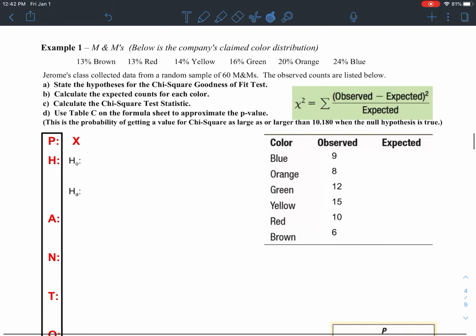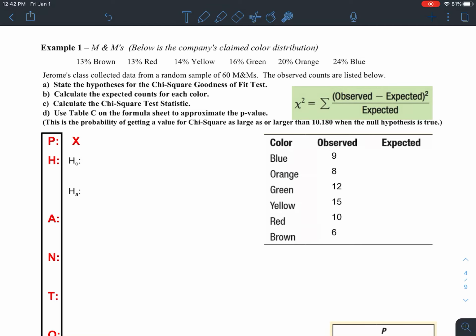So let's talk through how to actually execute a chi-square goodness of fit test, and we're going to use the M&M example here. This is the claimed distribution, you can see these 6 different percentages here. We're talking about Jerome. It says his class collected data from a random sample of 60 M&Ms. Important to note what his sample size is. Now you can see over here it says the observed counts are listed below. So the total in this column would be 60 M&Ms. You can see 9 of the 60 were blue, 8 were orange, etc.